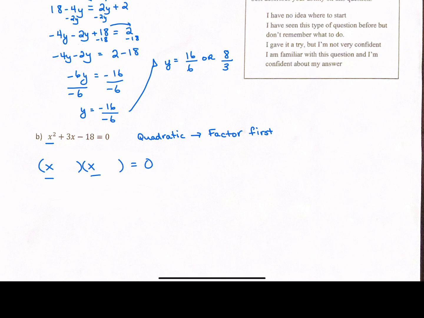Now from there, I want to focus on the last term. It's a negative 18, so I know I'll be multiplying a positive by a negative to get that negative result. But I have to think about factors of 18. So it could be 6 times 3, it could be 9 times 2, or it could be 1 times 18. But I have to be mindful that when I look at my middle term, I want to end up with a 3 times x. So in this case, the factors that work are 6 times 3. And I'm going to put a positive 6 and a negative 3.